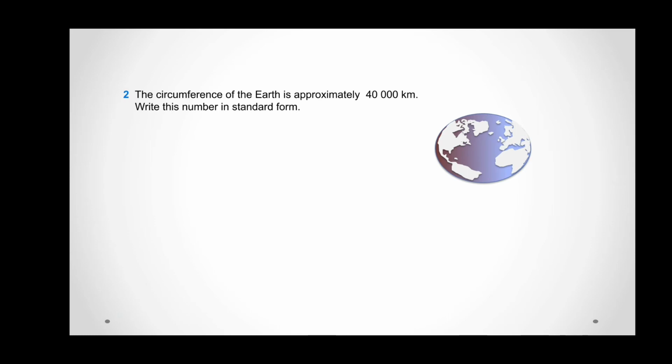The circumference of the earth is approximately 40,000 kilometers. Write this in standard form. Then 4 point, so we should move the decimal 4 times, then 4 into 10 to the power 4 kilometers is the answer.